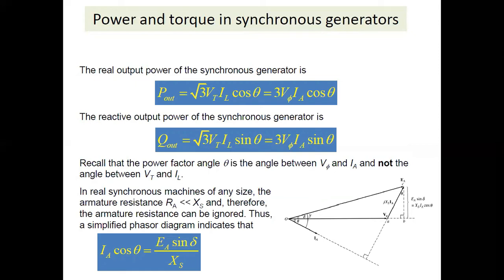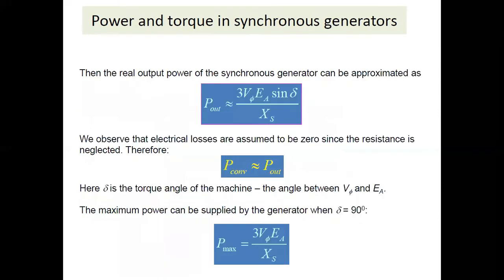Then, in a real synchronous machine of any size, the armature resistance is far less as compared to the synchronous reactance. Already we have seen this concept. Therefore, armature resistance can be ignored. Therefore, the simplified phasor diagram consists only of a reactive drop across the reactive component, which is the synchronous reactance. And the formula for I_A cos of theta is equal to E_A sine delta divided by X_S.